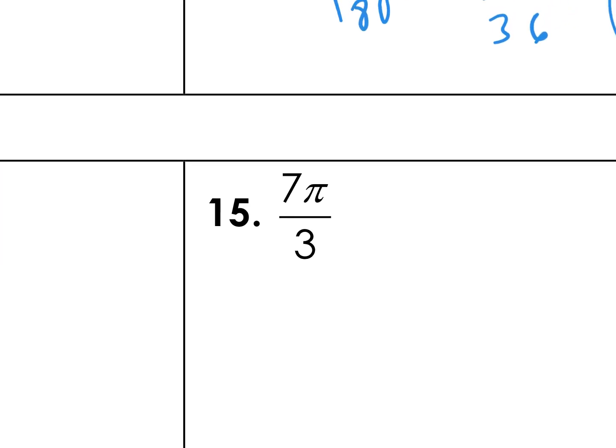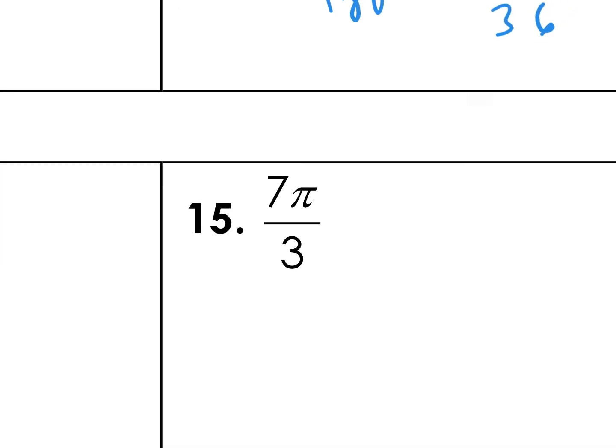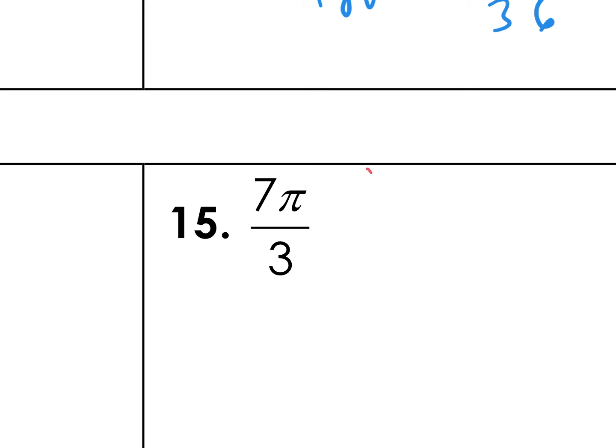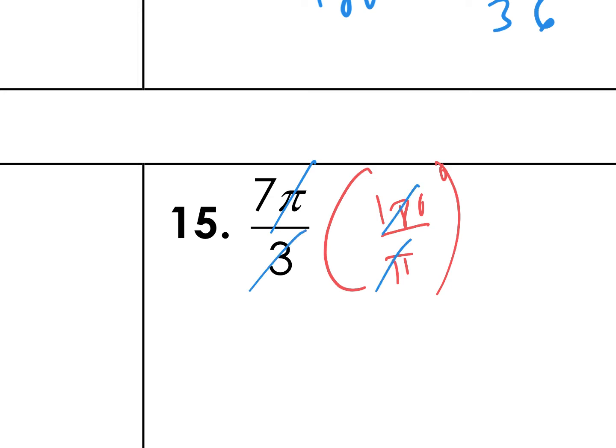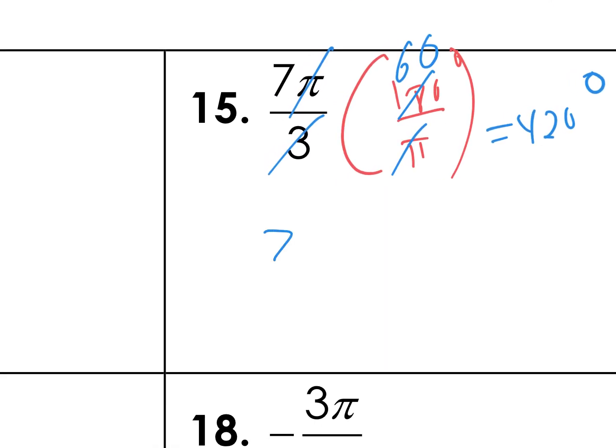And I got a trick for this one, but I'm going to do it the other way first. Multiply by 180 degrees over pi. Thank goodness, the pi's cancel out. The 3 cancels out with the 180 by 60. So, 420 degrees.